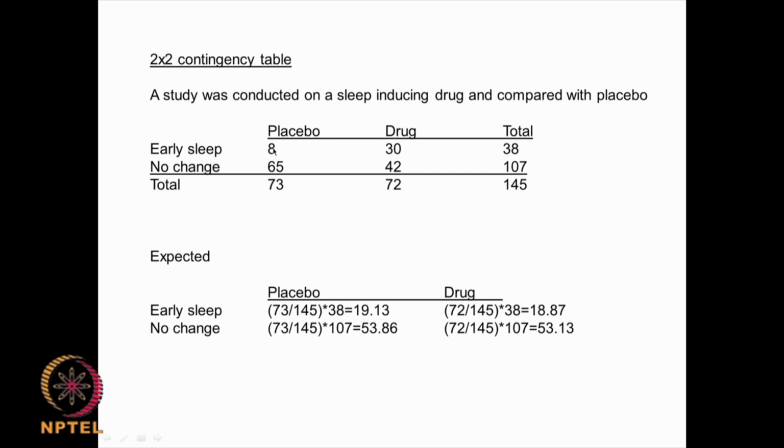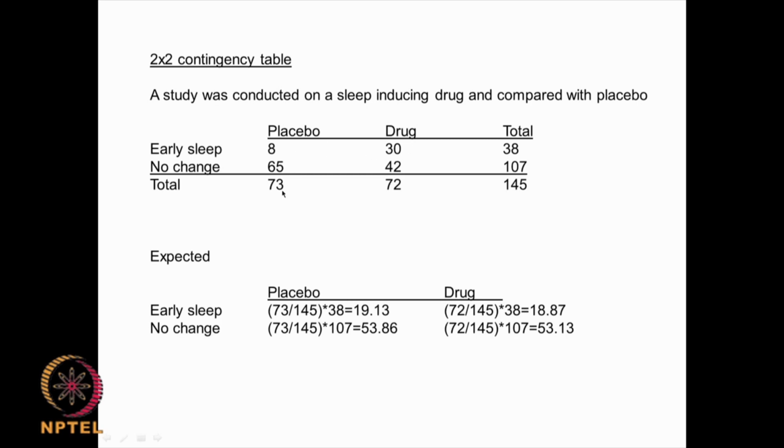It is quite simple. For this one, what we do is 73 divided by 145 multiplied by 38. So we are doing it the same ratio here, 73 divided by 145. That is the ratio of people who took placebo out of the total placebo plus drug, and in that 38 said early sleep. So 73 by 145 into 38, that is the expected early sleep who took placebo, that comes to 19.13. If you want to have the early sleep for drug, what do you do? 72 divided by 145 into 38, that gives you 18.87, that is the expected for early sleep drug.